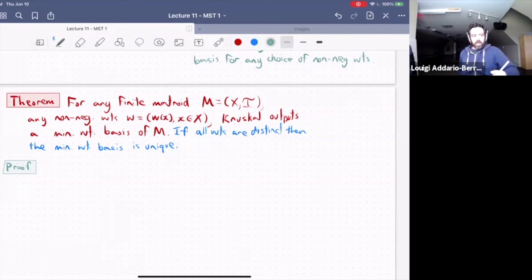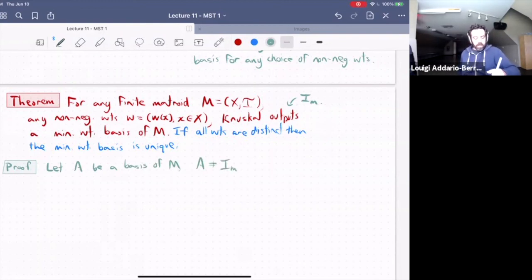And so I'm just going to argue that if I take any other basis than the output, what's the output? We called it I sub M. I'm just going to show that any other basis than I sub M has weight at least as large as I sub M. And if the weights are all distinct, then any other basis actually has larger weight. And that will prove the theorem. So let's fix some other basis A, so A is not the output I sub M.